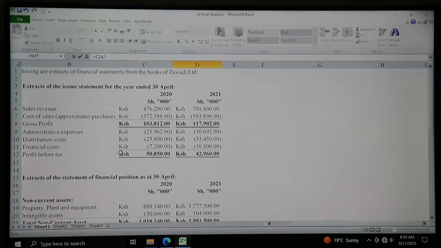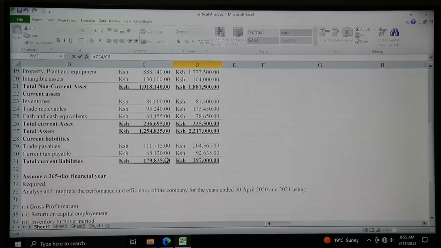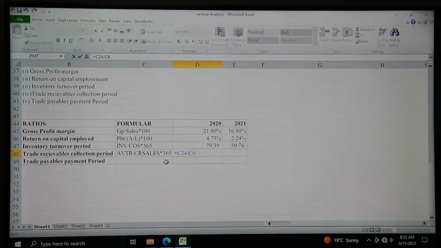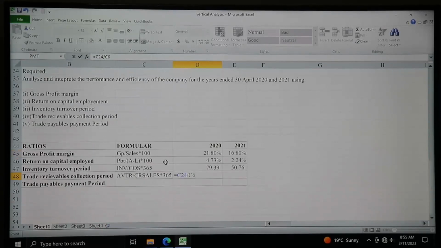Credit sale. Of course, we have said we will treat them as credit sales, because it was not actually provided in our additional information. And finally, we have to multiply this one by 365. Of course, we need to compute this one properly.